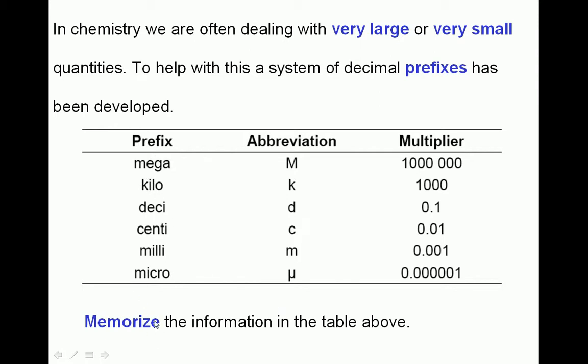There's a more extensive table in your book that you can use when you're uncertain, if you encounter a prefix that you don't know. But these 6 here I'm expecting you to know for your tests and your quizzes and midterms, etc.